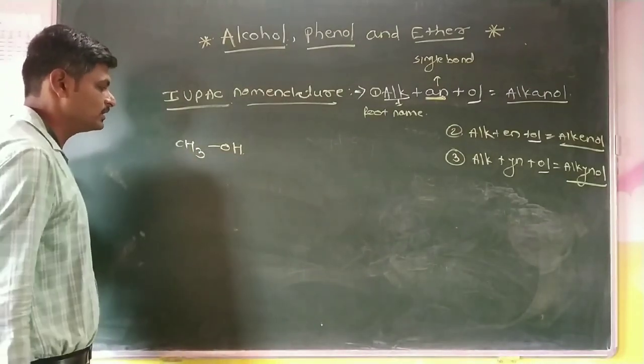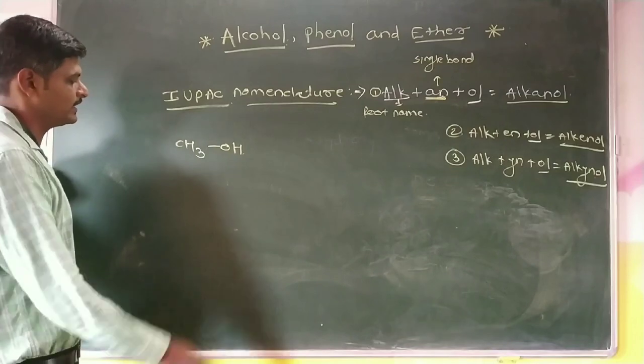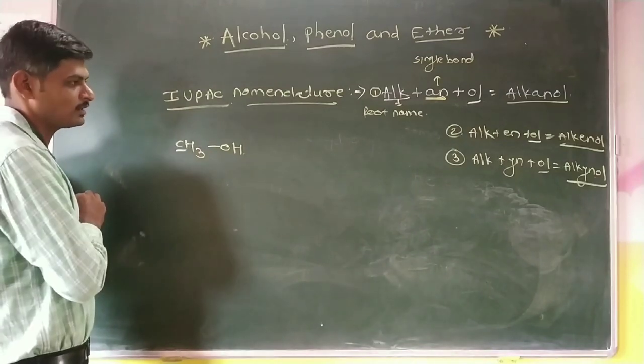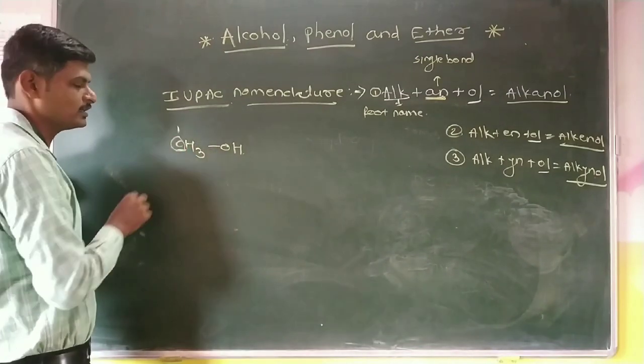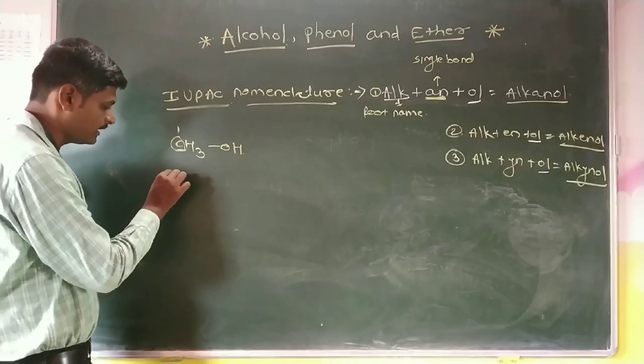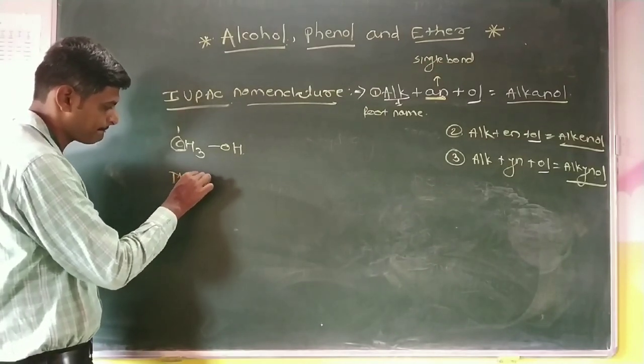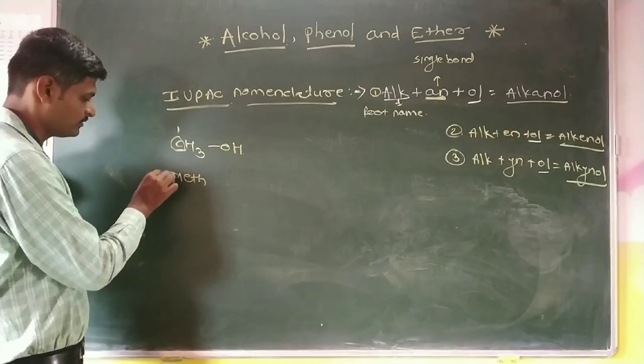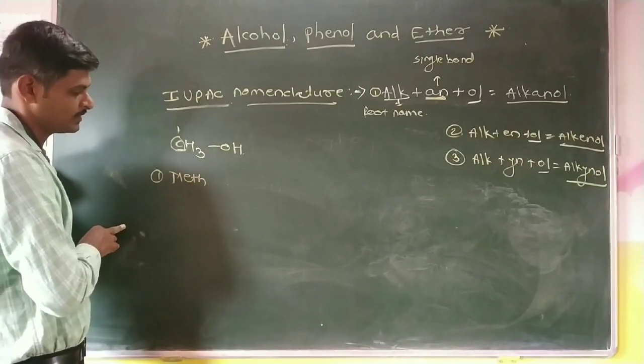This is methyl alcohol. For the IUPAC nomenclature, you read the longest chain of carbon atoms. There is one carbon atom here. The one-carbon root name is meth. Firstly, write meth.